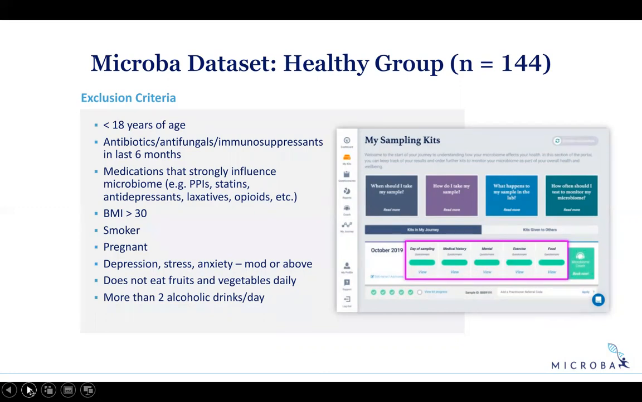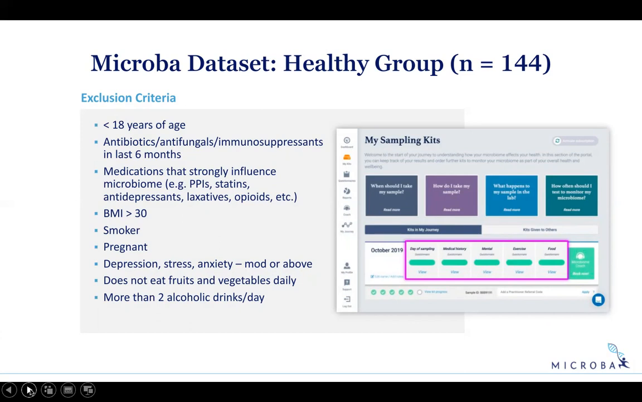So the first requirement is that they have to be at least 18 years of age or older. And this means that we don't actually have a comparison group for children or adolescents. So bear that in mind if you're ever wanting to test the microbiome of people under the age of 18. But we do want to implement that in the future. That's something that we probably will look at down the track.